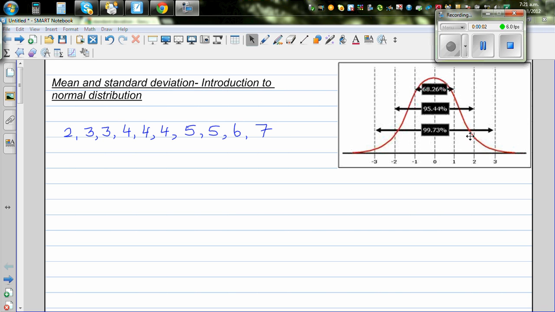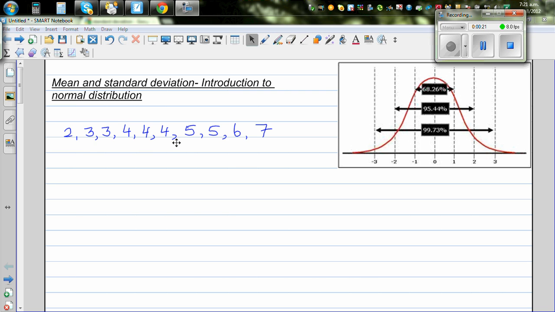In this video, I want to talk about mean and standard deviation, and then from it I want to introduce the concept of normal distribution. Okay, so you may have seen a curve like this. This is called a bell-shaped curve, and I'll talk about this later. So let's talk about mean first.